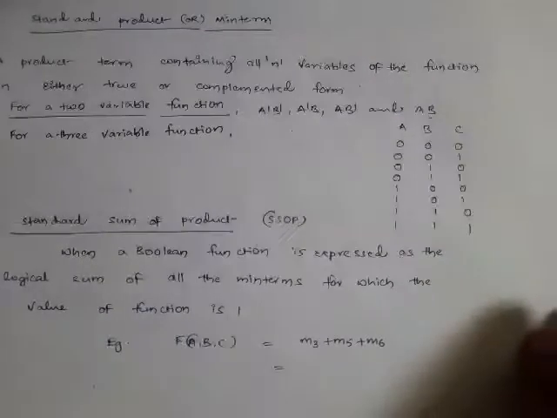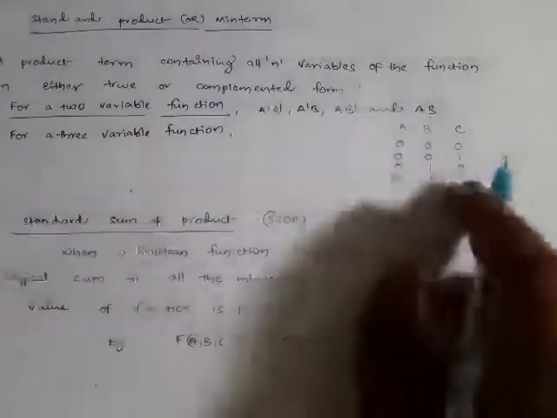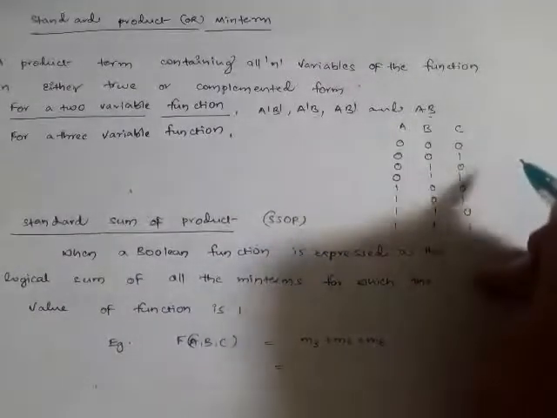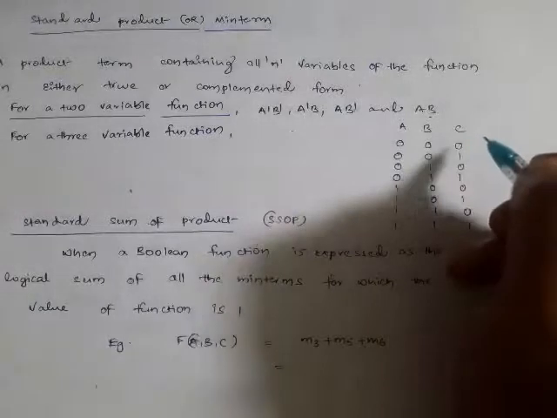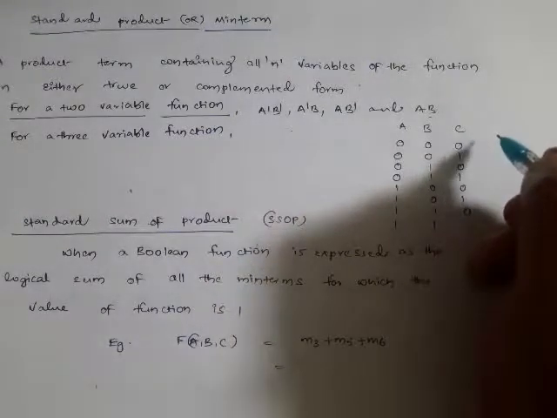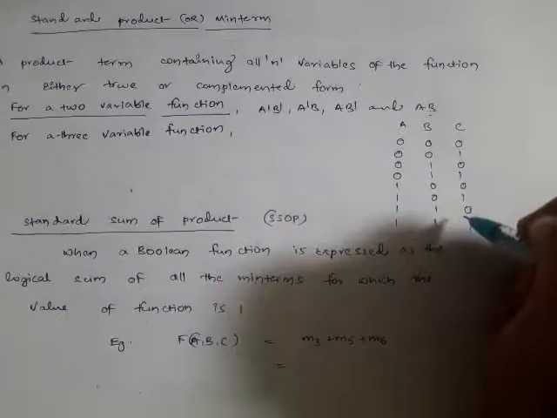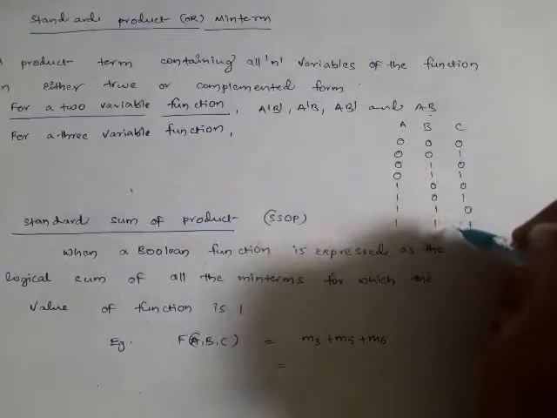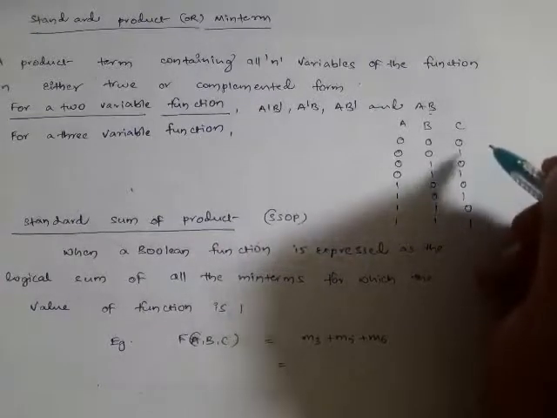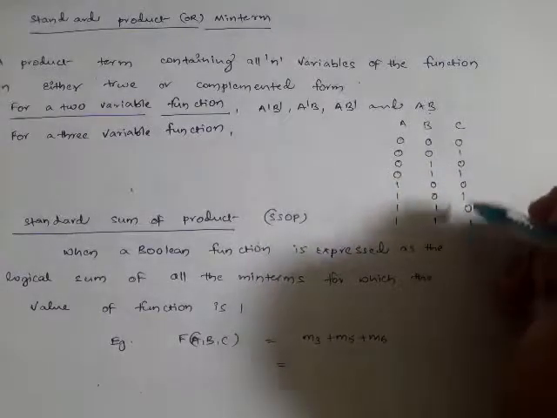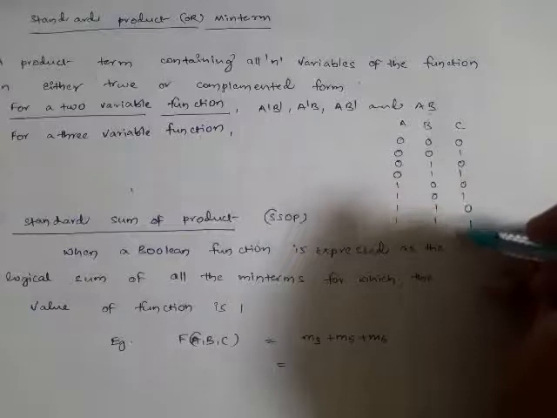So here you can see that these are all the possible combinations for the inputs. Since we have 8 possible combinations for the input variables when there are 3 variables, that means we can write 8 different AND terms, or 8 different product terms, or standard products, or we can write 8 minterms.